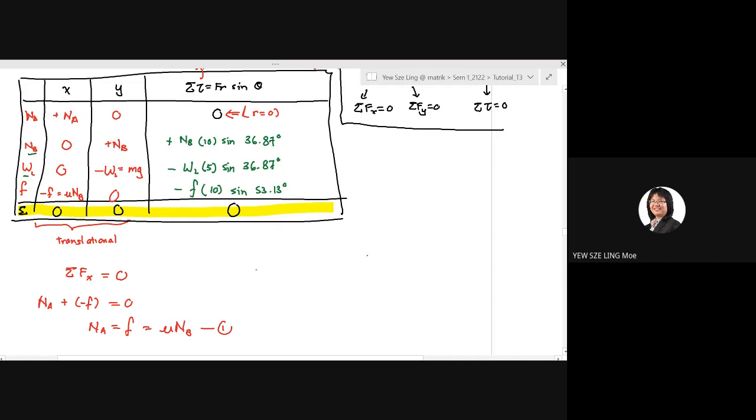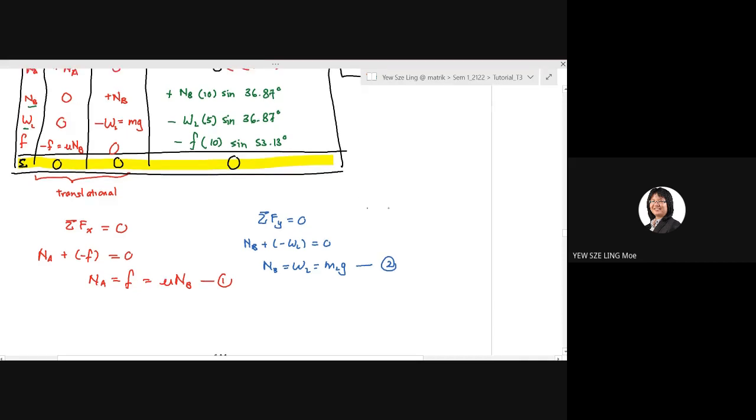For the second equation, I'm going to use the summation of Fy. Summation Fy equals 0. So everything along the Y component, I'm going to add them up. Nb plus negative WL equals 0. So Nb is equal to WL, which is also equal to mlg, the mass of the ladder. So this is my second equation. My third equation would be from the torque.